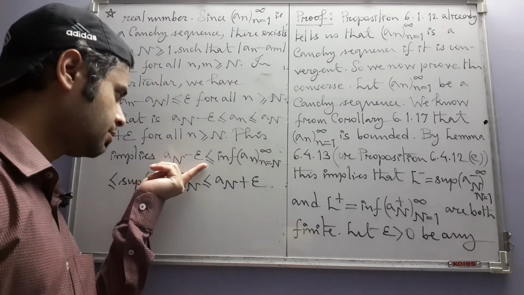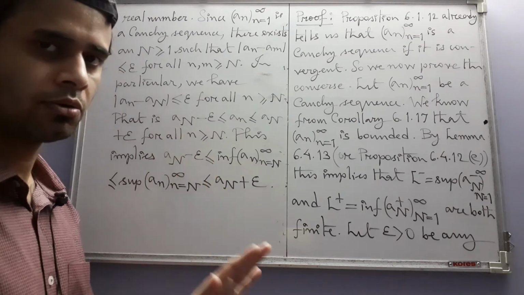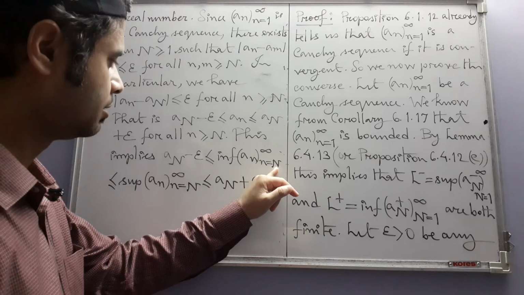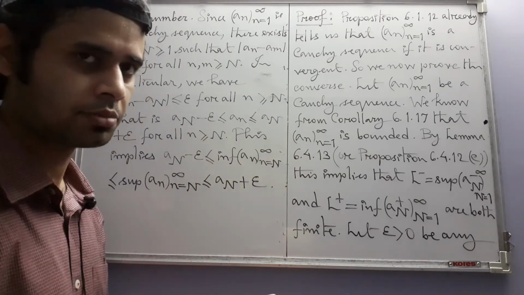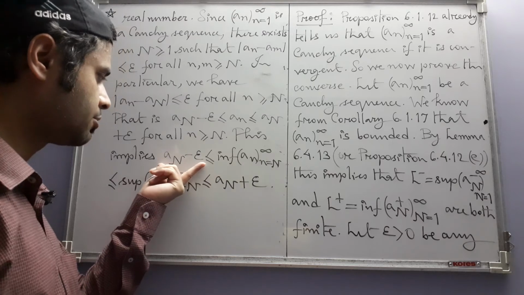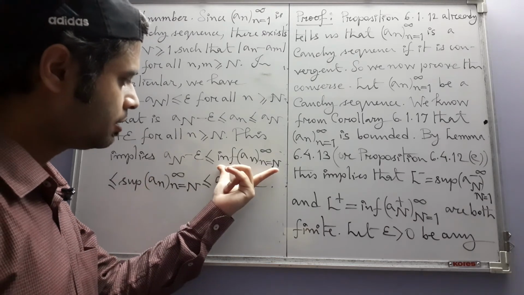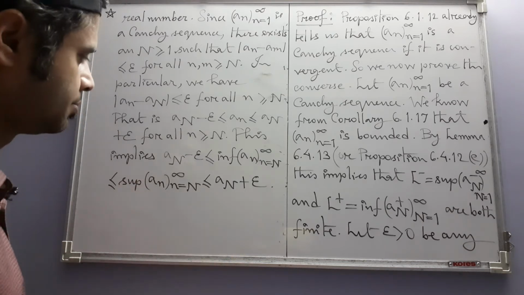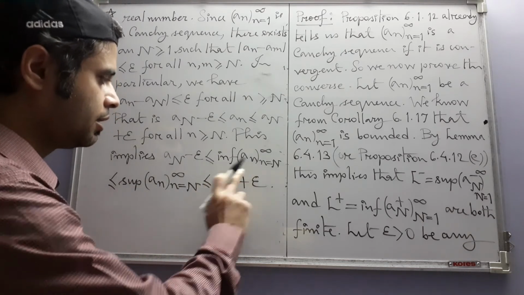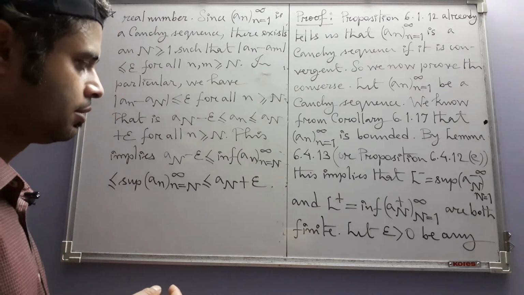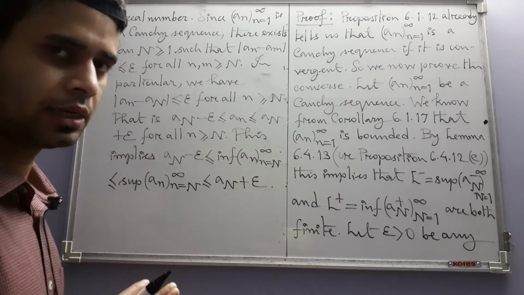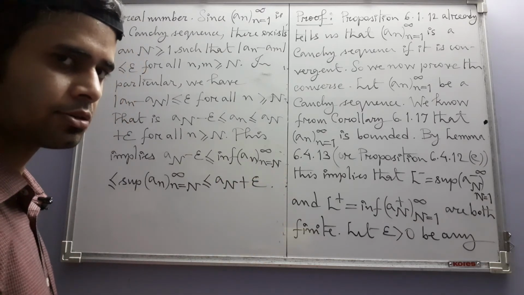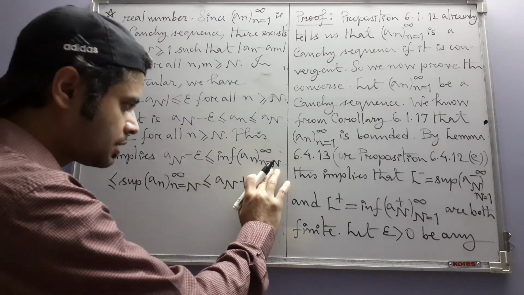Why? Because this is some lower bound of the sequence a_n, where n is starting from capital N, and infimum is the greatest lower bound. So infimum is greater than or equal to this some lower bound, and we already know that infimum is less than or equal to supremum for any sequence. There is one situation where infimum of a set becomes greater than supremum, that is for the empty set. But since a sequence has elements in it, it is non-empty, so always for a sequence infimum is less than or equal to supremum.